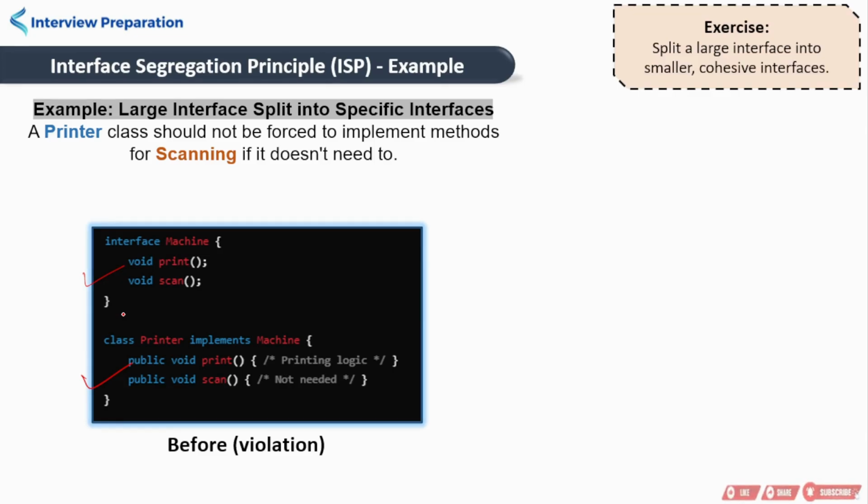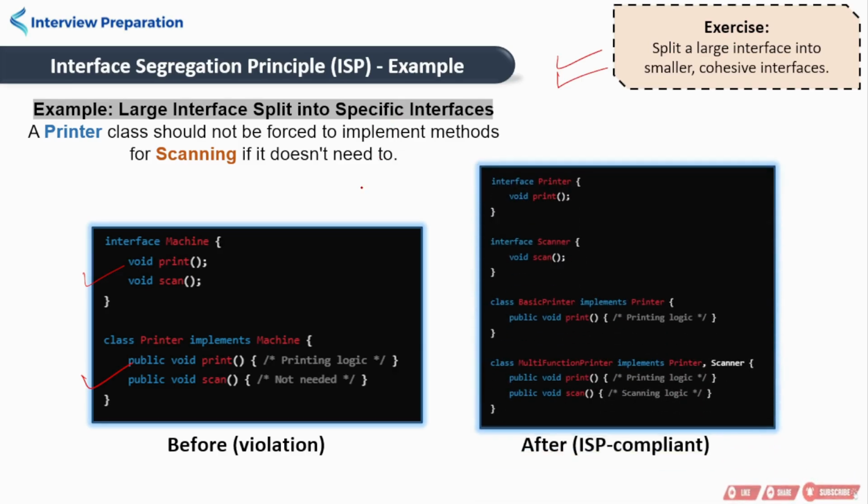To follow the ISP, we can split the large interface into two specific interfaces, printer and scanner. Now, a basic printer class can implement only the printer interface, focusing solely on the printing task. On the other hand, the multifunctional printer can implement both printer and scanner interfaces, handling both printing and scanning as needed. By doing this, we ensure that classes only implement the methods they actually need, making the code cleaner, more modular, and easier to maintain.